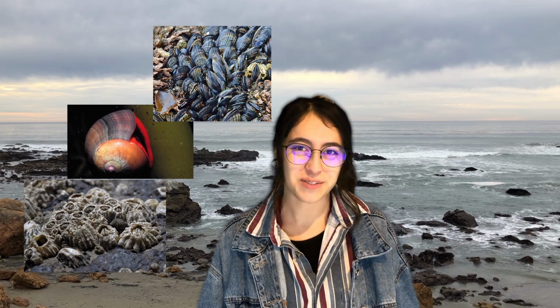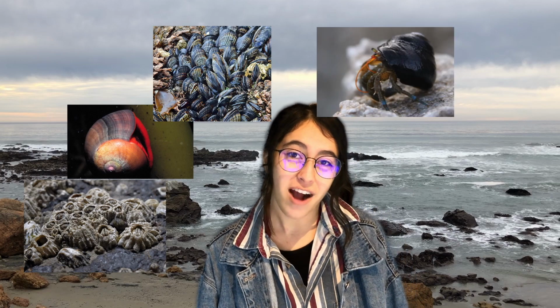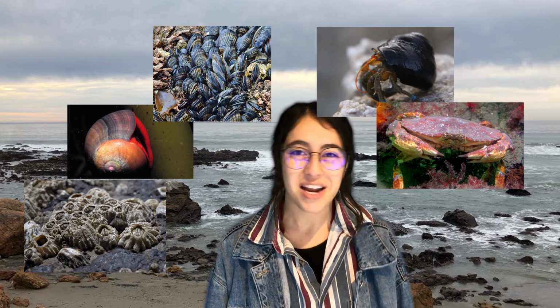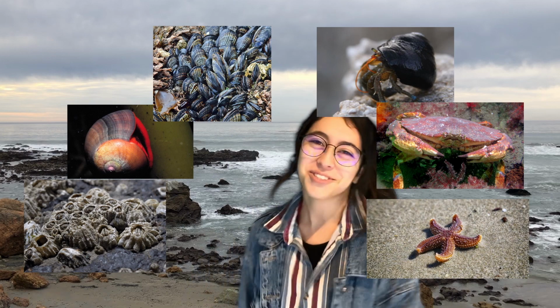In this zone, we see quite a few more species start to appear, as well as some of the ones we've already seen in the higher zones. Some species you might see here would be more barnacles, snails, and mussels, as well as some new species of crab. In the lower end of the zone, you might even find some sea stars. Let's take a closer look.